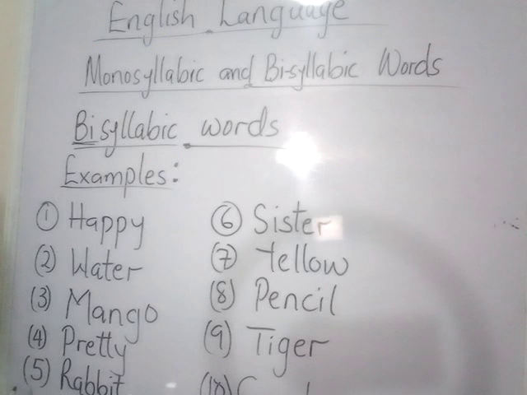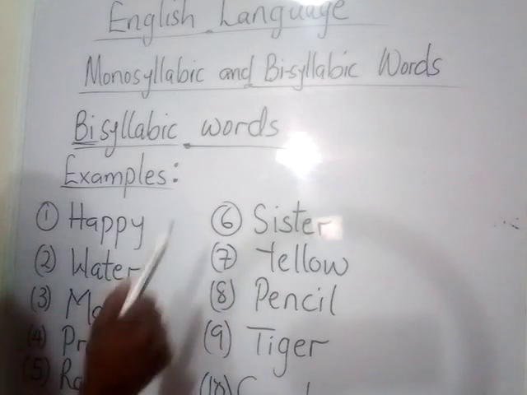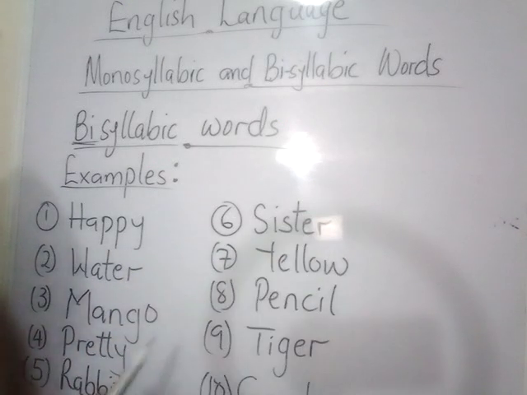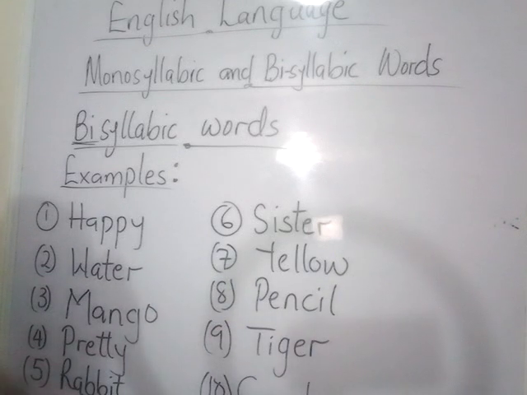And the next one here is rabbit. Rabbit. So rab is one syllable. Bit is another syllable. Rab and bit. And sister. Sis is one syllable. Ter is a second syllable. Sister. Yellow. Yell is one syllable. Low is the second syllable. Pencil. Pen is one syllable. Sil is a second syllable. Pencil.